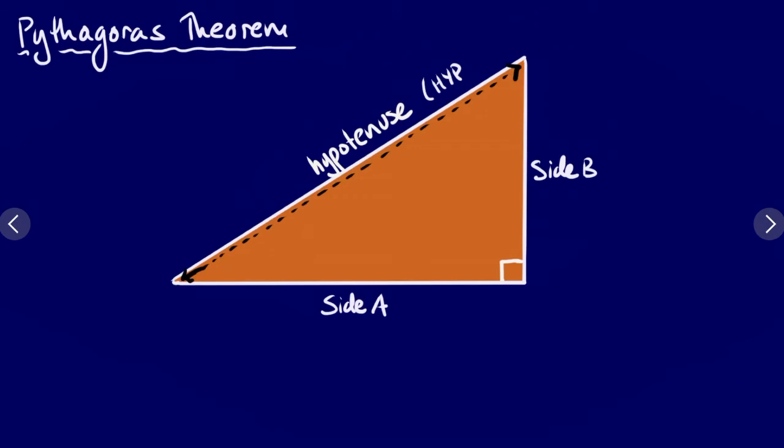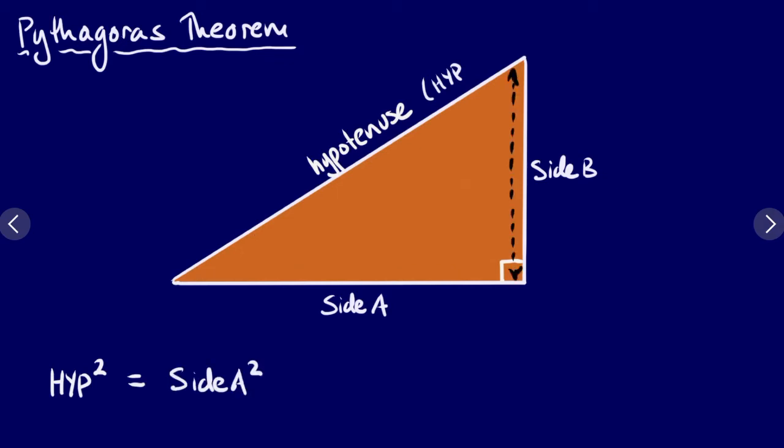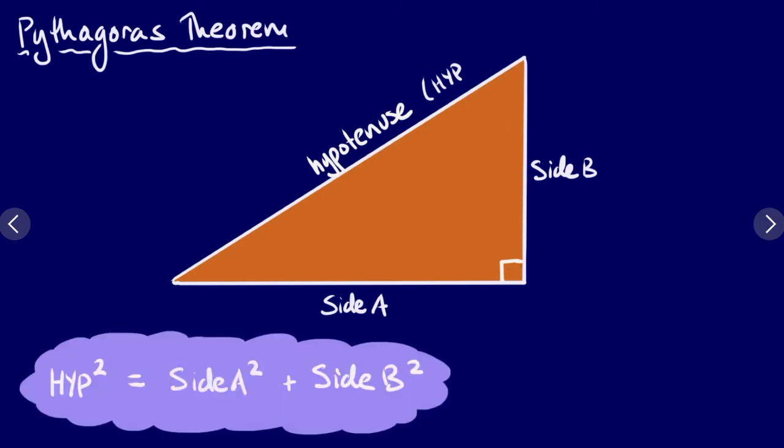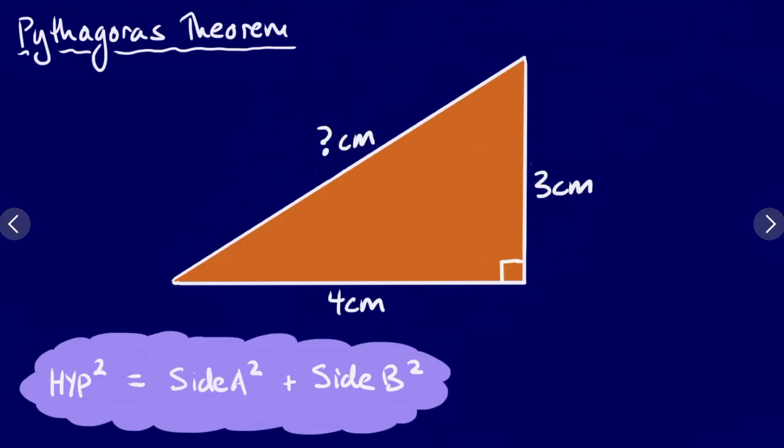Now, here's what Pythagoras' theorem says. If I take the length of that hypotenuse and I square it, it is equal to the length of side A squared plus the length of side B squared. And that, in a nutshell, is it. If I square the length of the hypotenuse, it's the same as adding together the squares of side A and side B. So let's look at an example with some numbers and see if it actually works this way.